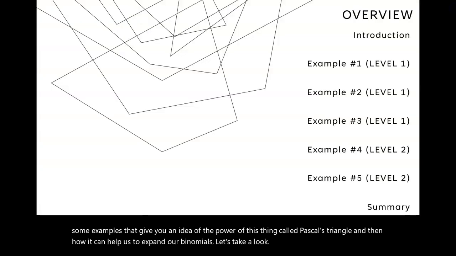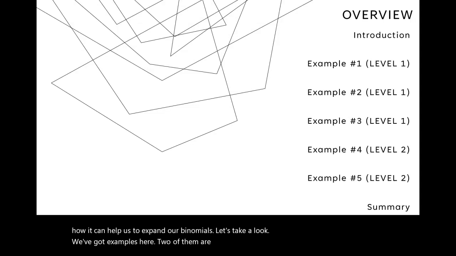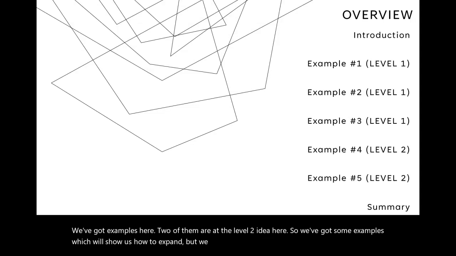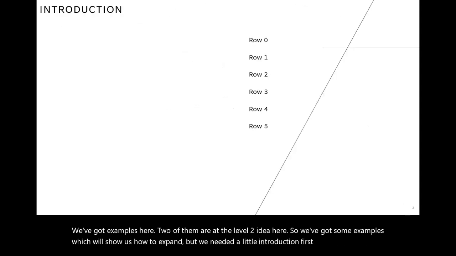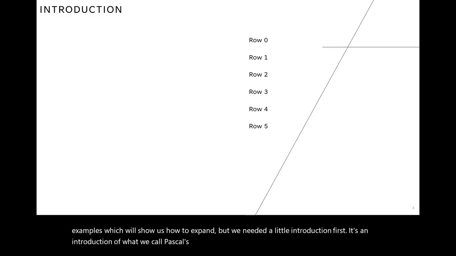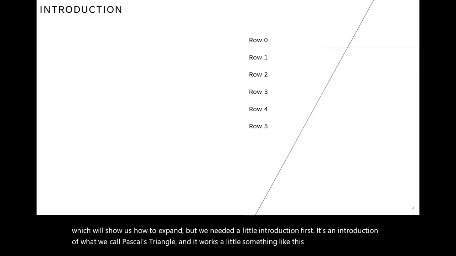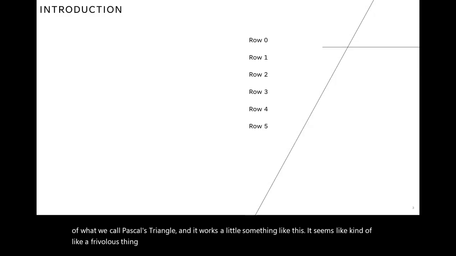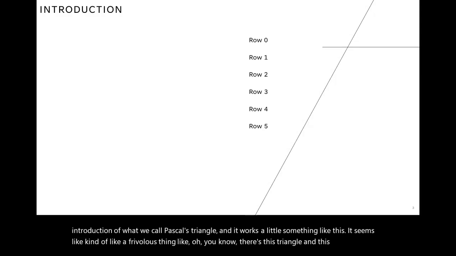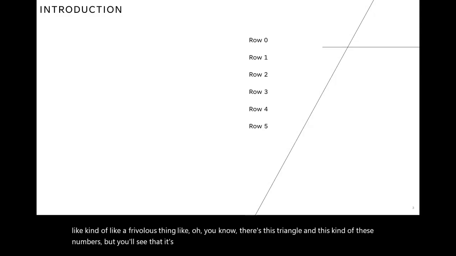We've got 5 examples here. 2 of them are at the level 2 idea here. So we've got some examples which will show us how to expand, but we need a little introduction first. It's an introduction to what we call Pascal's triangle. And it works a little something like this. It seems like kind of a frivolous thing, like, oh, there's this triangle and it's got all these numbers, but you'll see that it's going to be really cool and powerful and has all these patterns in it.